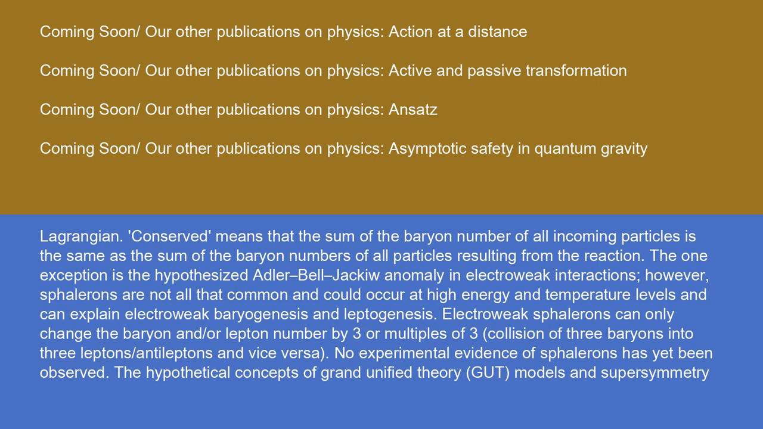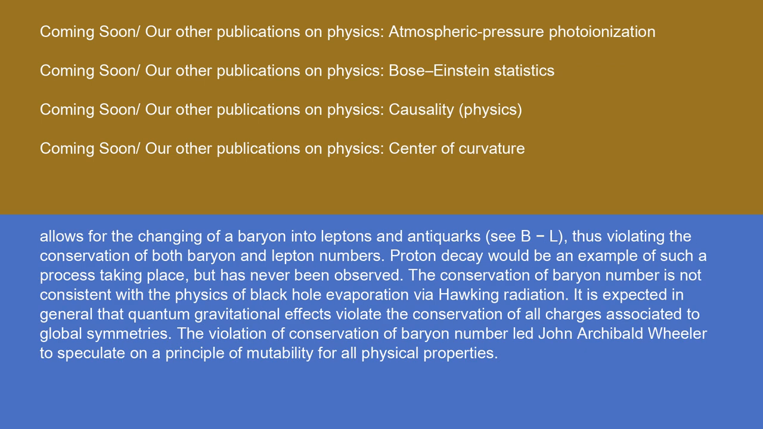The hypothetical concepts of grand unified theory, GUT, models, and supersymmetry allow for the changing of a baryon into leptons and antiquarks, ΔB = ΔL, thus violating the conservation of both baryon and lepton numbers. Proton decay would be an example of such a process taking place, but has never been observed.